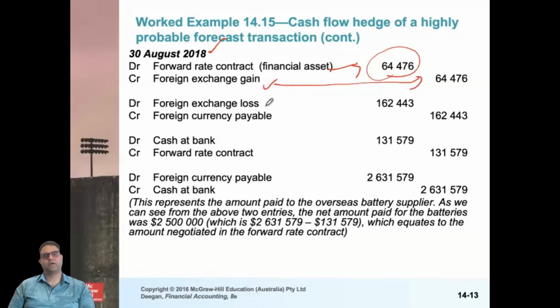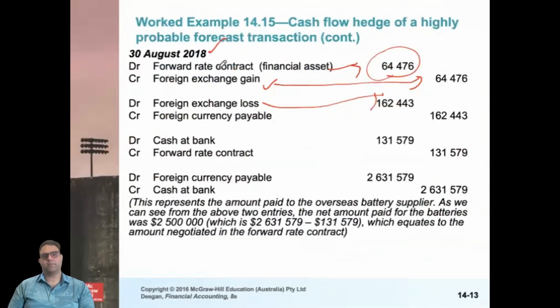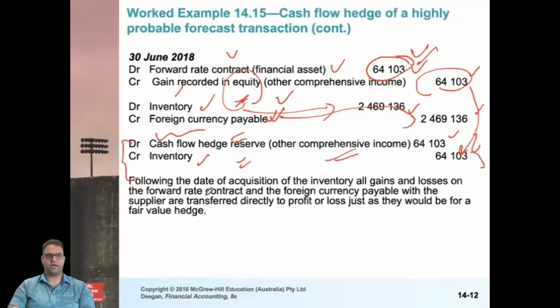And then moving further, there was a loss recorded of 106,443. Then there is a loss recorded of 162,443. This is the overall loss of the spot rate. That will be debited, just like any other loss, and the foreign currency payable credited. In the end, when we do the transaction and the forward rate has been settled through the bank, we will record that the forward rate will be credited and there will be a debit in the forward rate contract with the amount of 131,579.